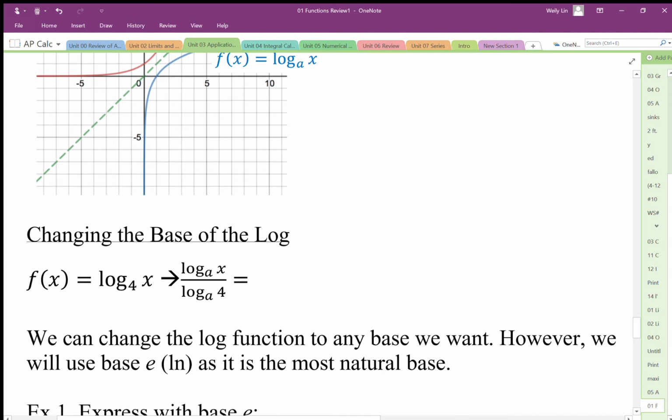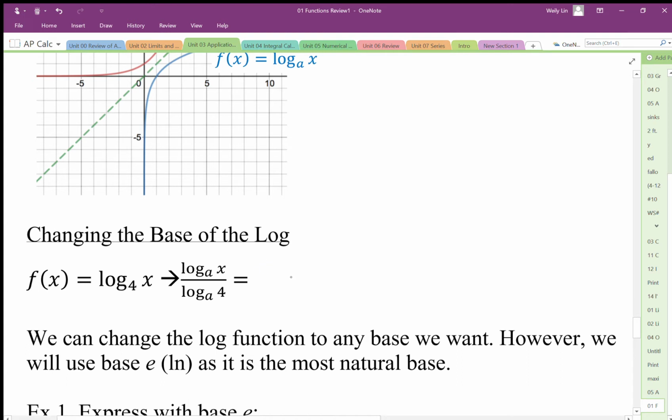However, we want to use the natural log in calculus. It just works perfectly for all things. Any other base other than base E is awkward. So we want to use base E. So for the most part, we're going to change this to base E.